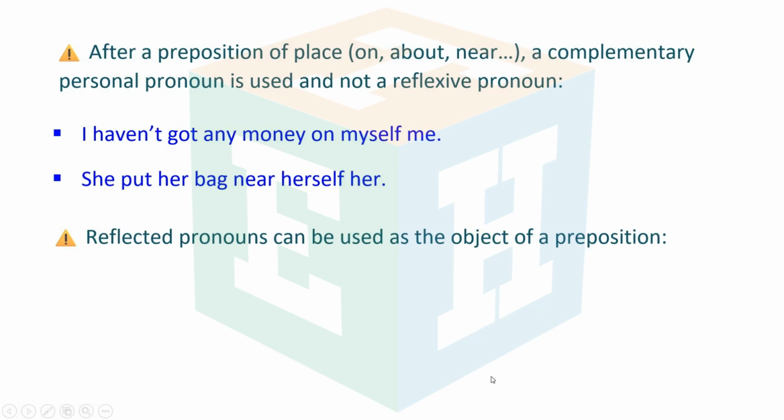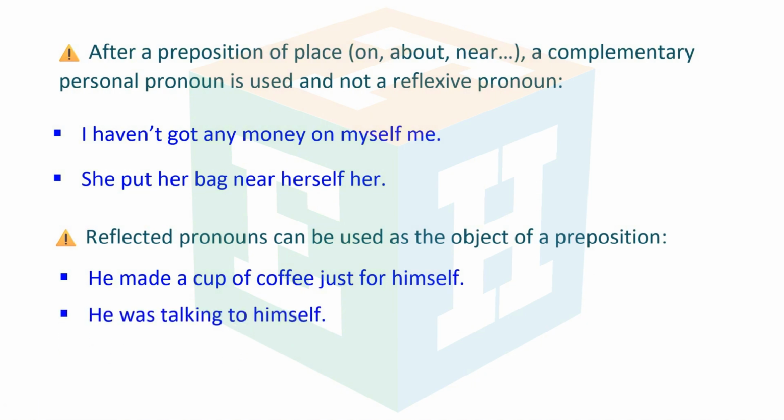Reflexive pronouns can be used as the object of a preposition. He made a cup of coffee just for himself. He was talking to himself. They had to cook for themselves.